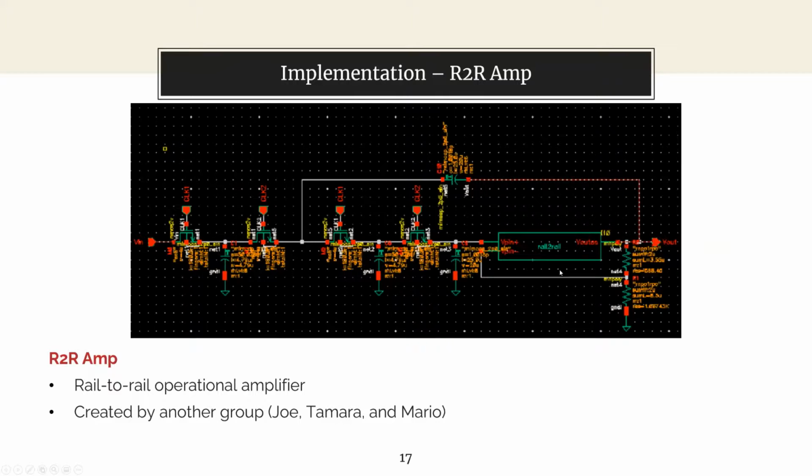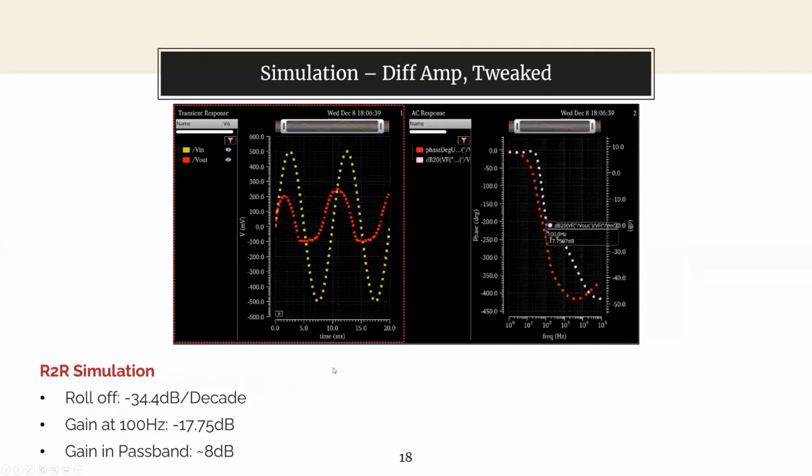Next, I implemented it with the rail-to-rail op-amp built by another group this quarter, in the hopes of getting the design into layout. And here I once again included the RF and R3 resistors and set them to have a gain of 1.56 as found in the derivation. And here is the simulation of the rail-to-rail op-amp. Sorry, right here is a typo, that should say rail-to-rail op-amp.